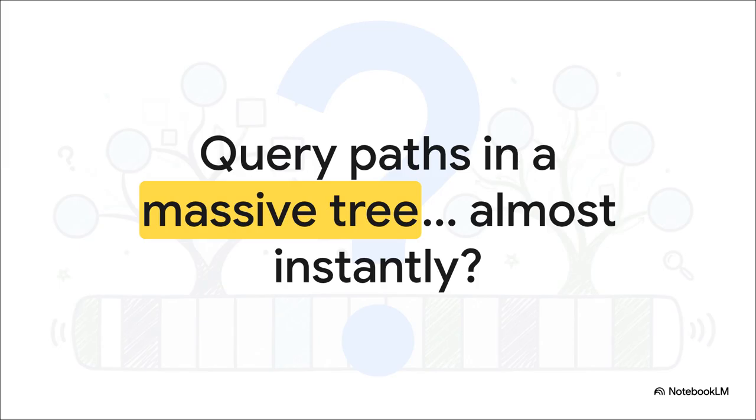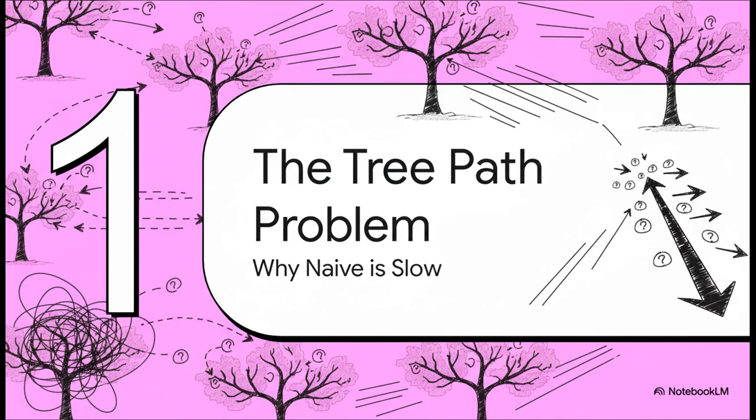So, picture this. You've got this gigantic tree, maybe millions of nodes, and you need to answer questions about the path between any two nodes. Questions like, what's the sum of all the values on this path? Or what's the biggest number on that path? And you have to answer thousands of these queries, fast, like almost instantly. How on earth do you do that? Well, that's the core of what we call the tree path problem.